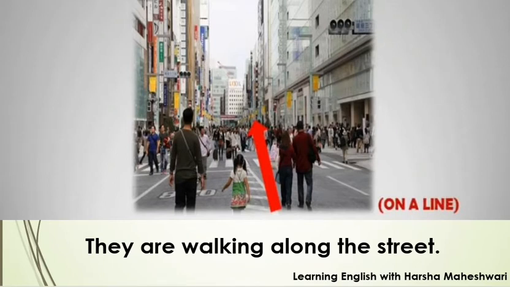Let's see a few picture examples. First, look at the picture. What are they doing? They are walking along the street. So here, along is a preposition. So they are walking on a line.